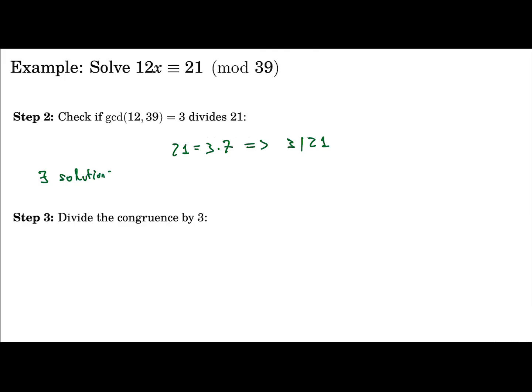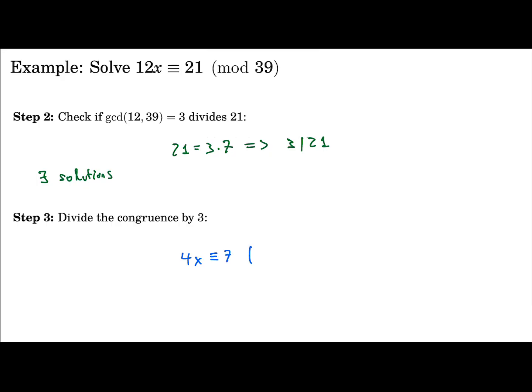And we know already there's actually going to exist 3 solutions. So first, what do we do? We take this congruence and we divide everything here by 3. And so the 12 divided by 3 will be 4, and so 4x congruent to the 21 divided by 3 will be 7. And the 39 divided by 3 will be 13.